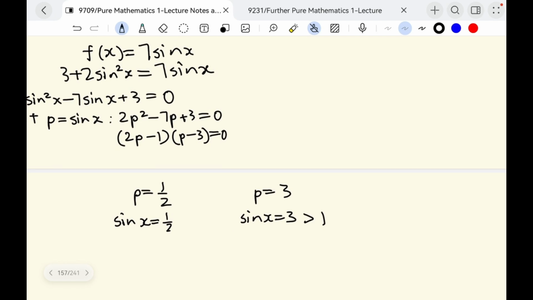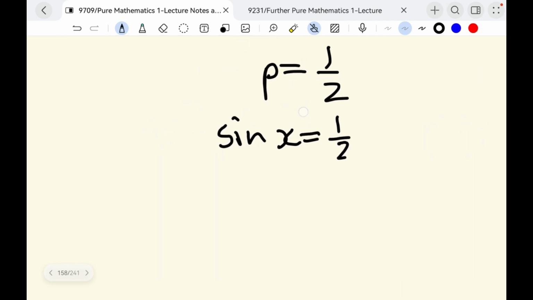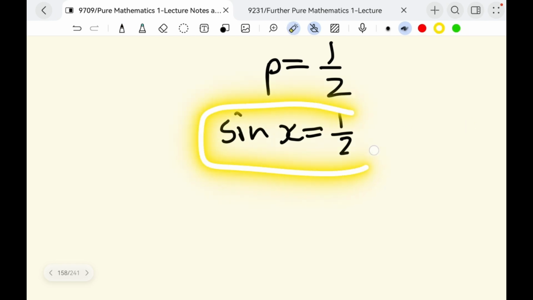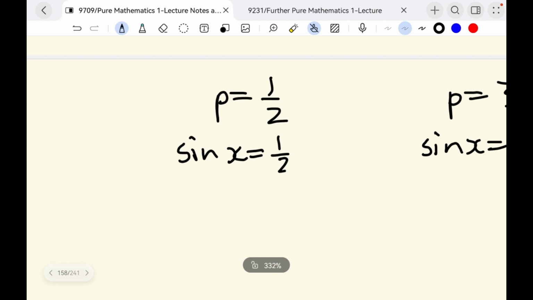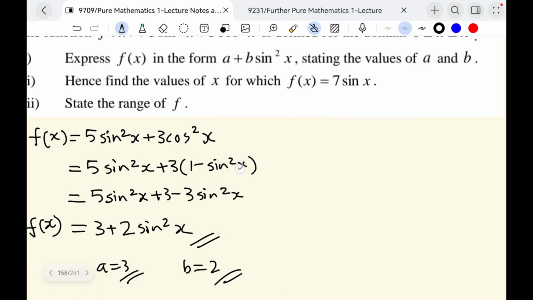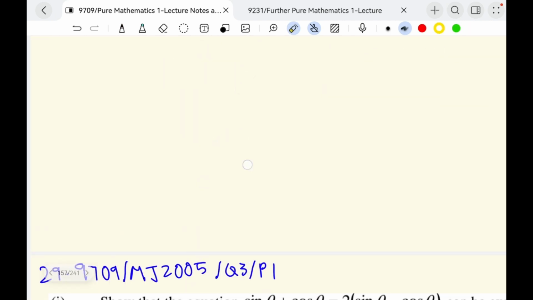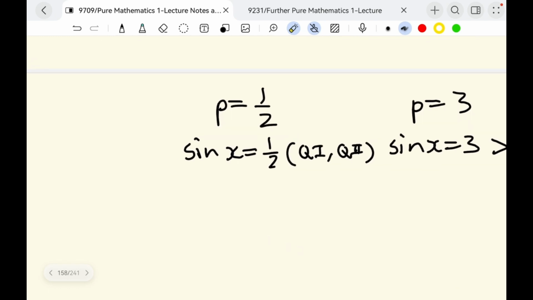Remember that the range of the sine function is only from -1 to 1, unless there's a translation. Okay? So now let's solve for sine x equals 1 over 2. This has an exact value for x, from quadrant 1 and quadrant 2. But before we solve for x, let's take a look at the range. The range is from 0 to pi, which is quadrant 1 and quadrant 2. That suits the condition here, and this makes your job easier.